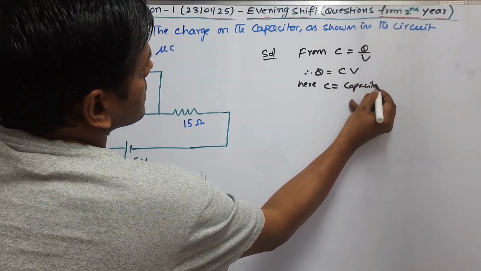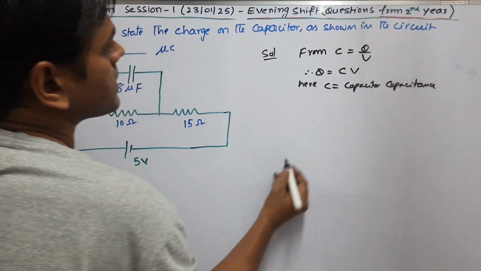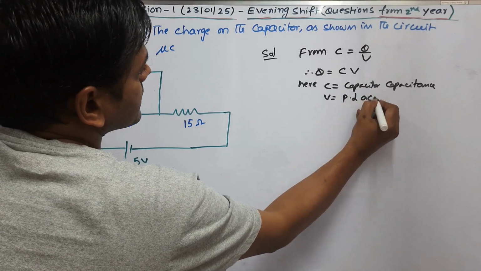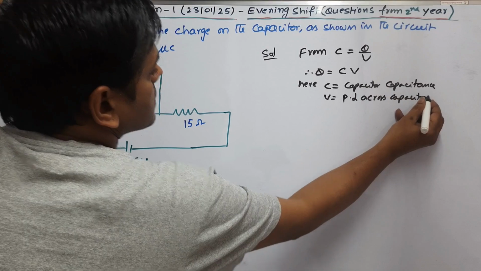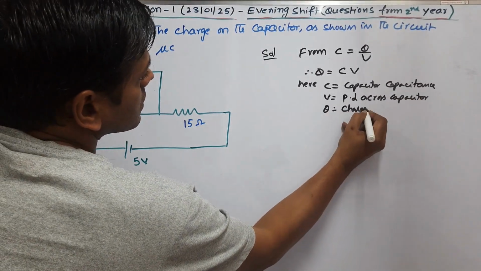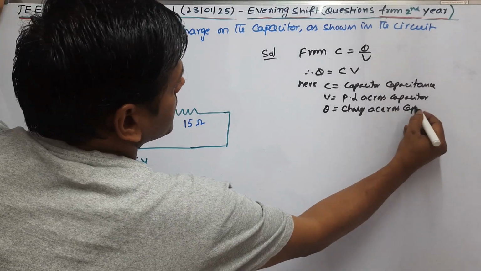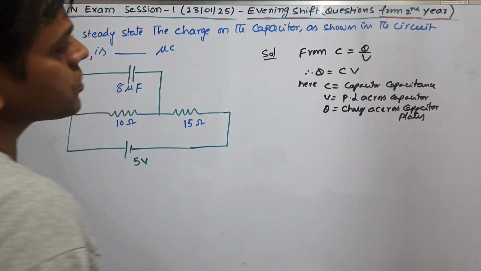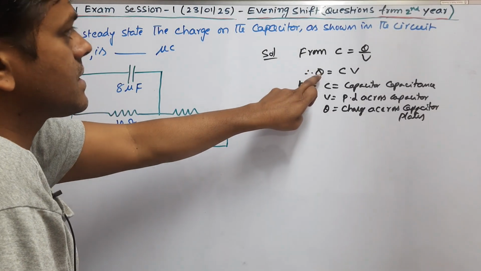Here C is the capacitor capacitance. V is the potential difference across the capacitor. And Q is the charge across the capacitor plates. So you want to calculate the charge across the capacitor plate at steady state.